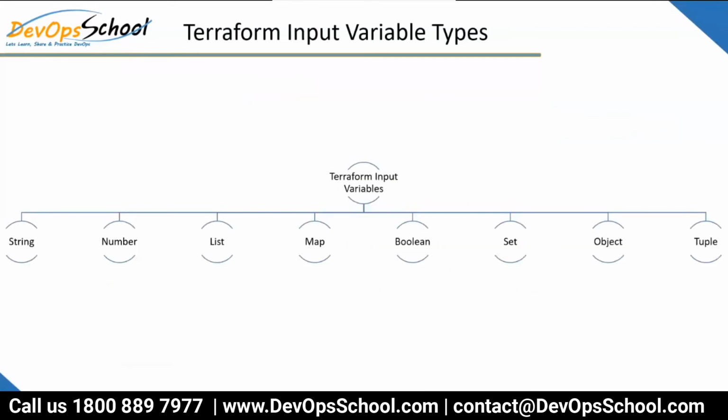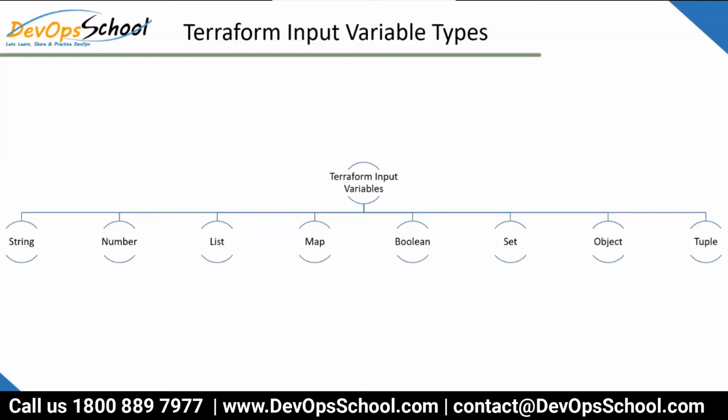Now, which Terraform input variables, which types of variables, do we have? Look at this. These are the Terraform input variables. String we have, number we have, list we have, map we have, boolean we have, set we have, object we have, tuple we have.